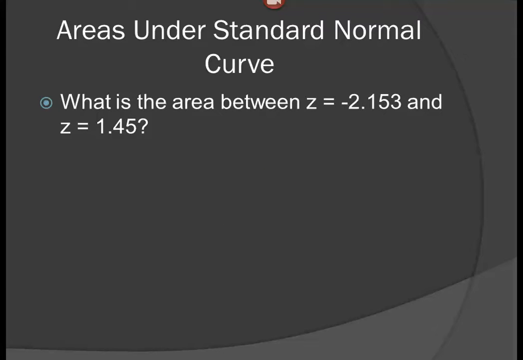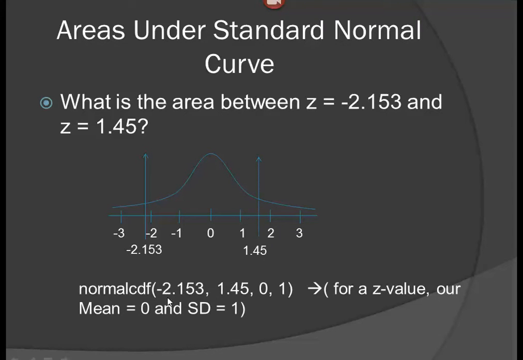What is the area between negative 2.153 and positive 1.45? So now we actually have two solid boundaries that I'm working within. So I don't have to worry about that whole extreme value on the left or the right. My lower boundary, again, my left-hand boundary is this number. Right-hand boundary, 1.45, comma 0, comma 1. And you should get 0.9108. And I have the wrong thing here. This should say 0.9108.